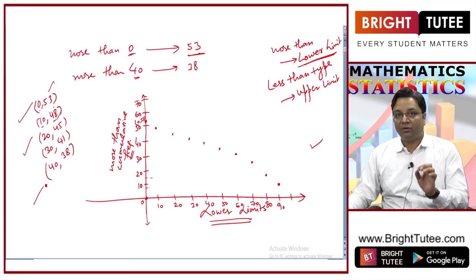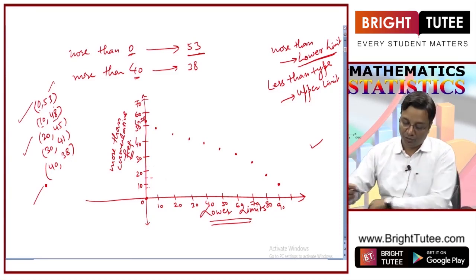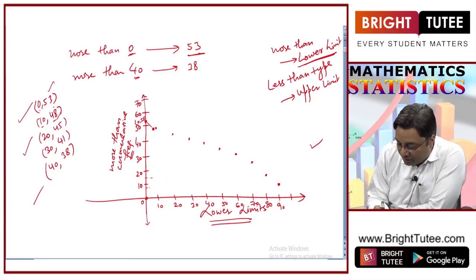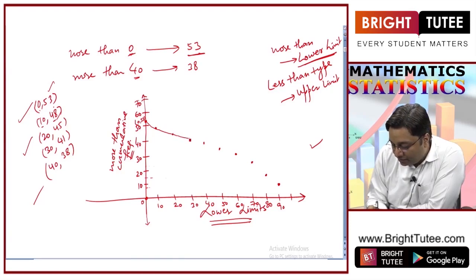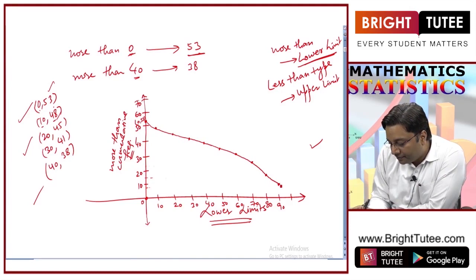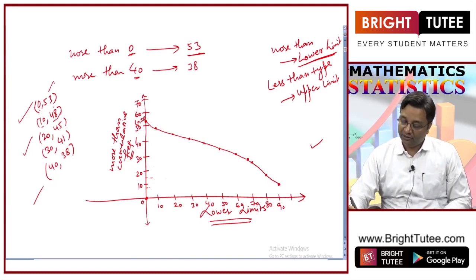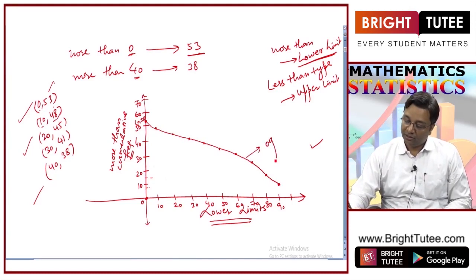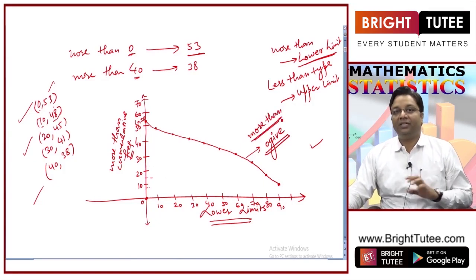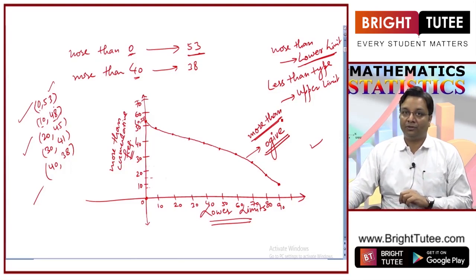Now, I will draw a smooth curve, freehand smooth curve. You need to join these points with a freehand so that you can draw a smooth curve here, and this curve here is known as ogive. This is the name for this, right? And this is a more than ogive. Now, using the similar logic, we can draw a less than ogive also.